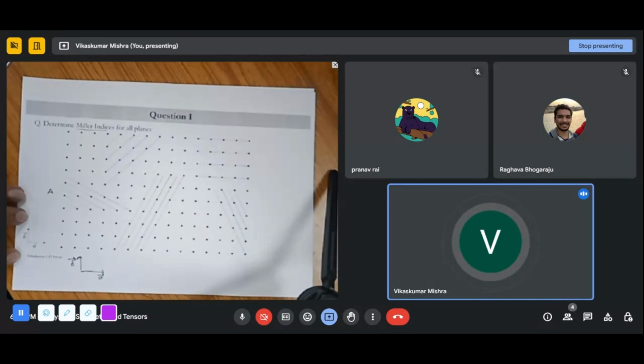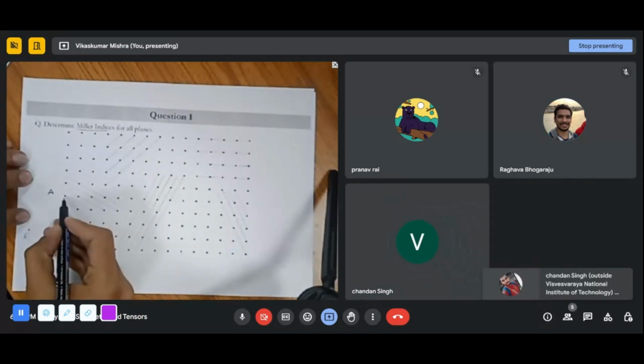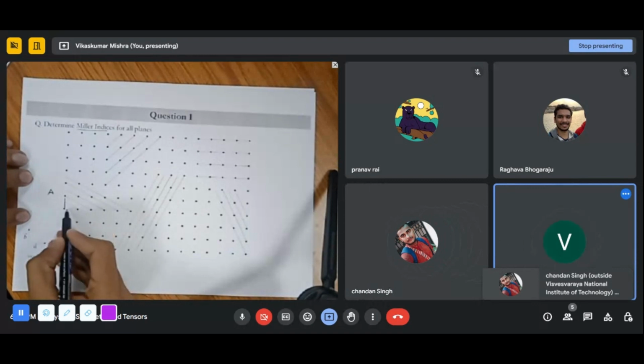Okay, how can we find it? For the Miller indices, we need to find the Miller indices, right? We know that Miller indices can be found only if we know the intersection of the particular planes with the unit cell. So the first thing we need to do in this particular plane is to find the unit cell. Okay, let's go with this particular one, I am drawing one unit cell over here.